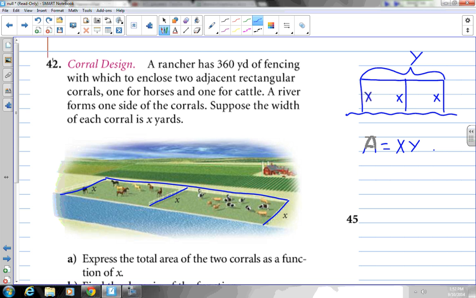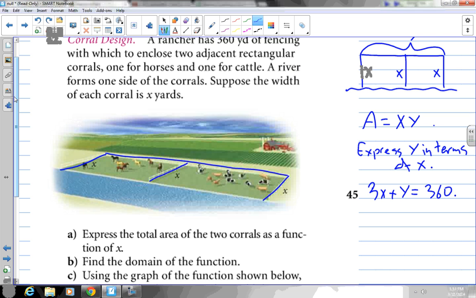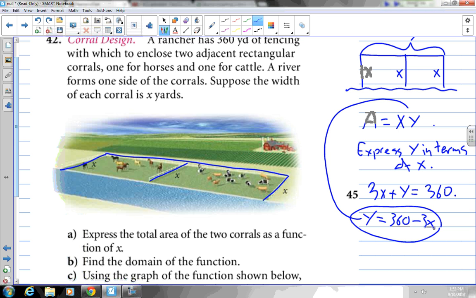So how do we express Y in terms of X? Well, how can we do that? Right? Because that's where we're at. So how do we do that? What do we know about the total fencing used there? 360, right? So if I add x plus x plus x plus y, so 3x plus y, that should equal 360, right? So from there we can say that y equals 360 minus 3x, and we can take this expression and substitute in there.